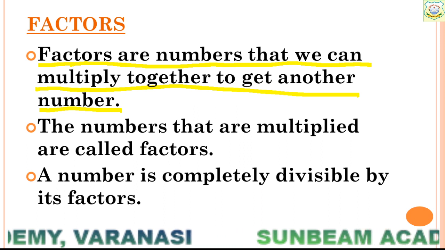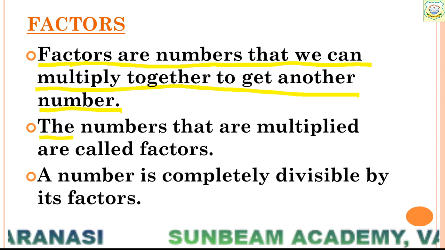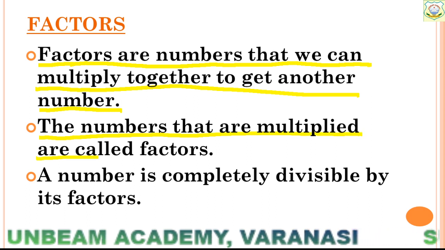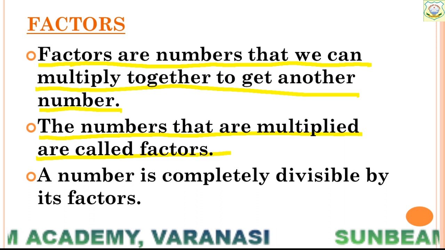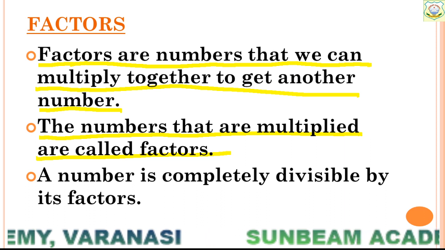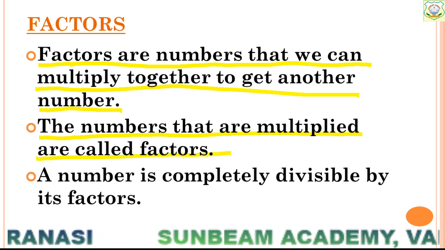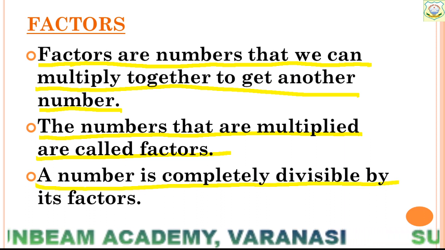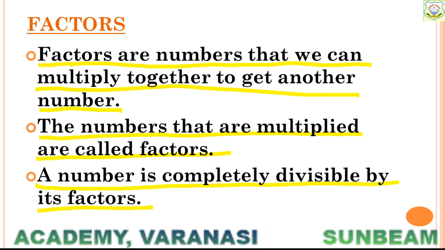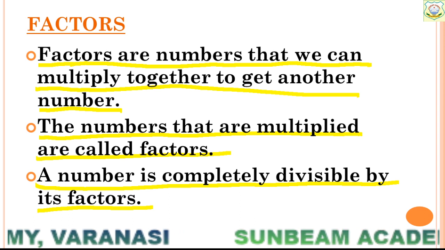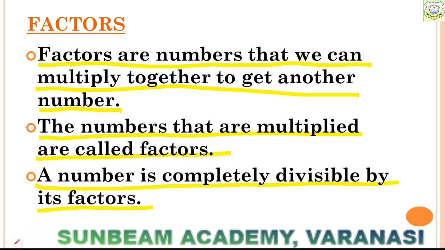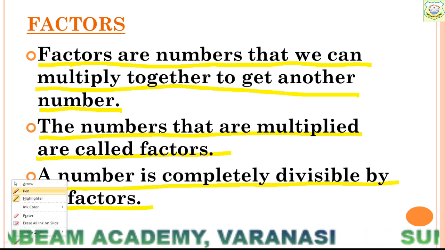Now see the second point. The numbers that are multiplied are called factors, right? They are factors. After that, a number is completely divisible by its factor. I will be explaining each and everything one by one. First of all I have read it out, now I am going to explain it.